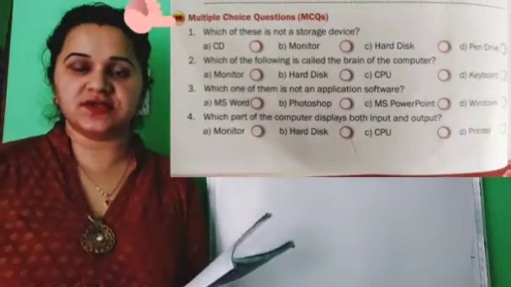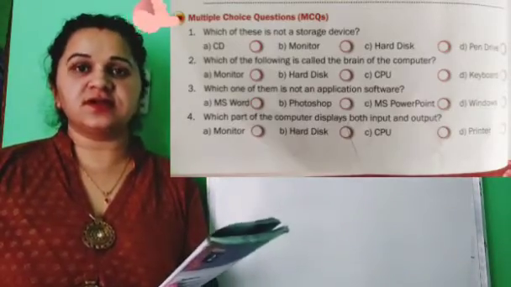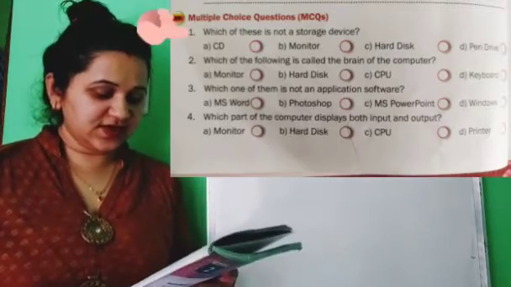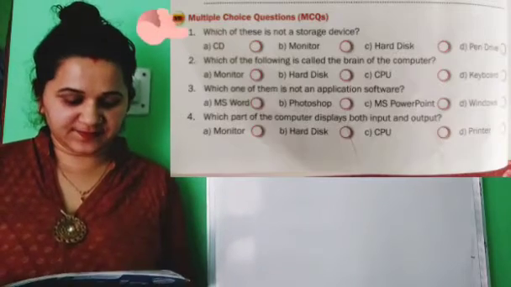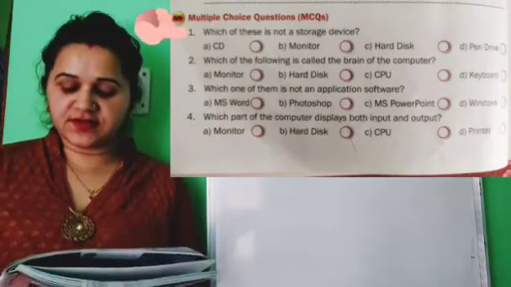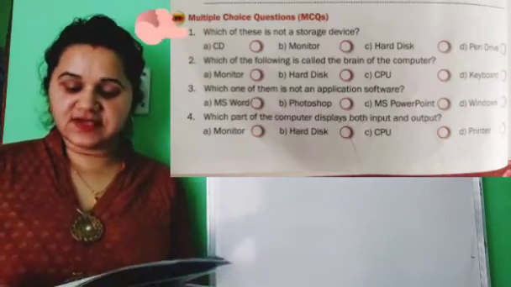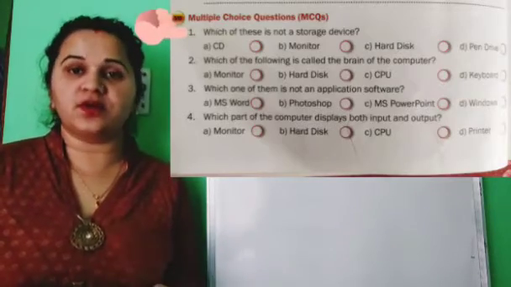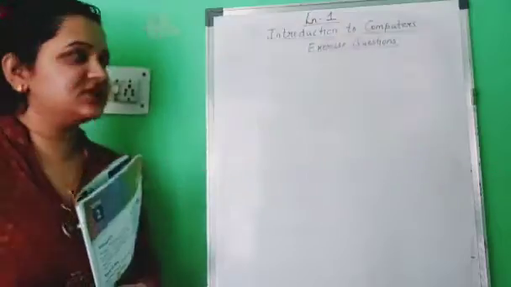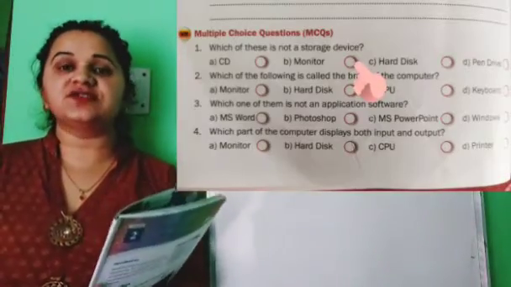Multiple choice questions. See children, here 4 options have been given. You have to find out the correct one and you have to tick the correct answer. The first question is, which of these is not a storage device? CD, monitor, hard disk, pen drive. See children, CD, hard disk and pen drive, these 3 are examples of storage devices. So what is left? Monitor. So monitor, just tick over here in B part. Okay, monitor is not a storage device.